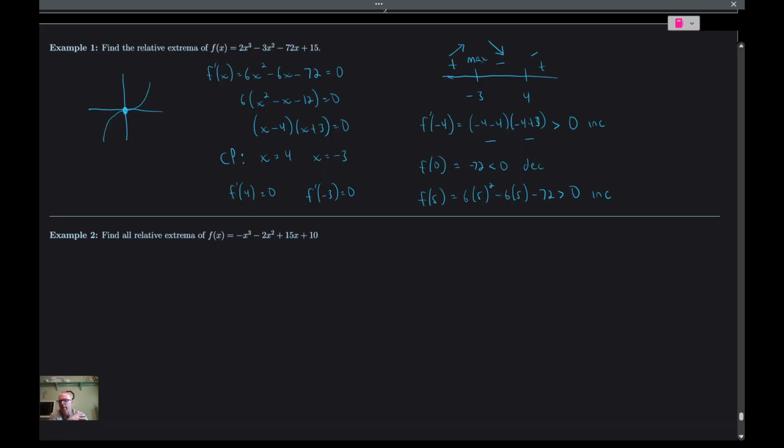So here we are increasing. So now here we're decreasing. Then we go to increasing. That tells us that at 4 we have a minimum.